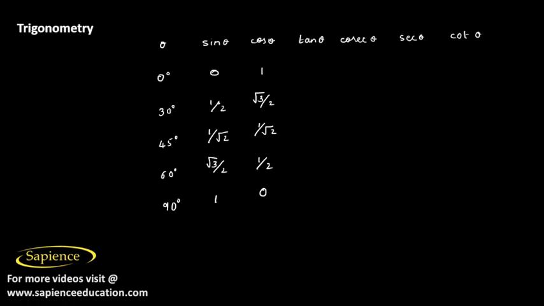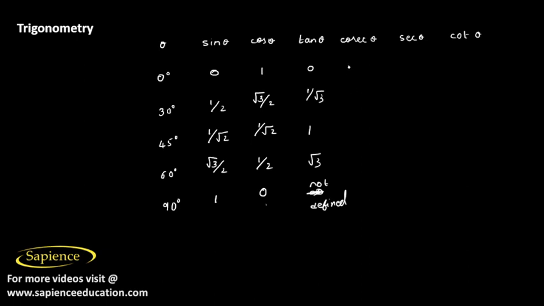You can observe this. For sine theta, the values were 0, 1 by 2, 1 by root 2, root 3 by 2 and 1. And cos theta has the same values, the order is just reversed. See, 1, root 3 by 2, 1 by root 2, this 1 by 2 is in 60, and 0 is cos 90. Sine 0 is cos 90. And tangent: we found tan 0 is 0, tan 30 is 1 by root 3, tan 45 is 1, tan 60 is root 3 and tan 90 will be infinity or not defined.